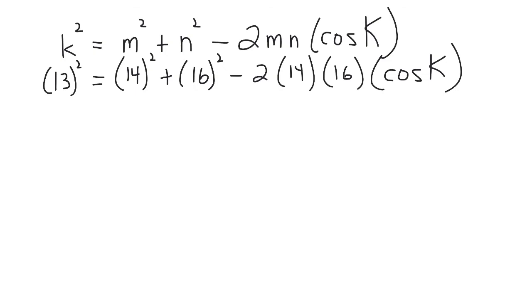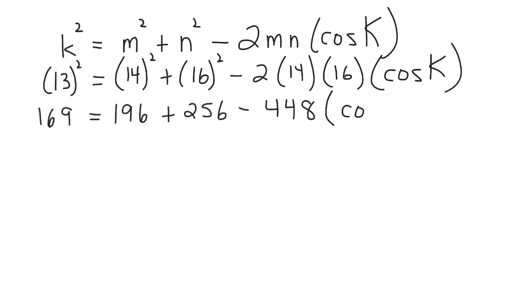So we have 13 squared, which is 169, which equals 14 squared, which is 196, plus 16 squared, which is 256, minus, and now here is where you are going to multiply 2 times 14 times 16, and that's going to give you 448. Attached to that, you still have cosine of angle K.